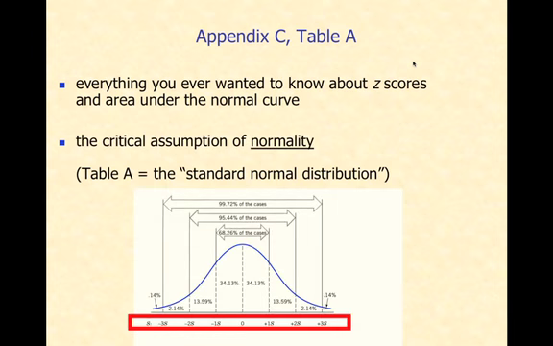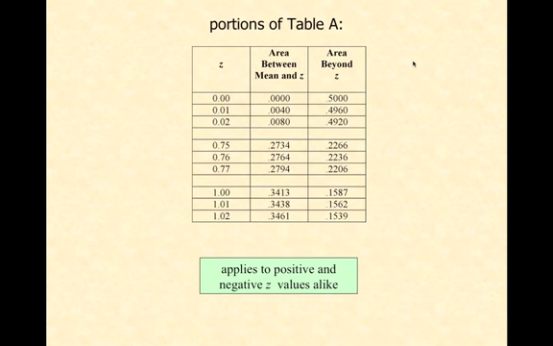And again, remembering that these are the characteristics where we can account for 99.72% of the cases within 3 standard deviations of our mean. So let's look at a little section of Table A, just so I can explain what it is that you're looking at here.